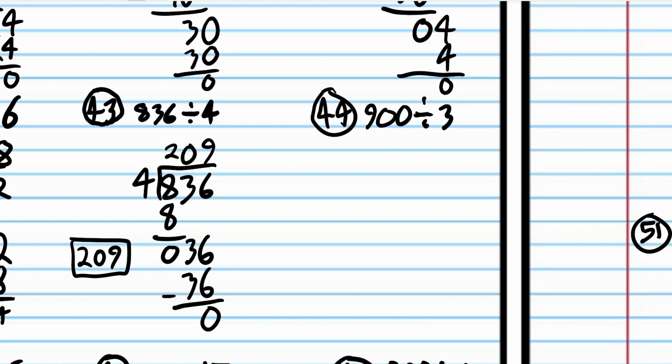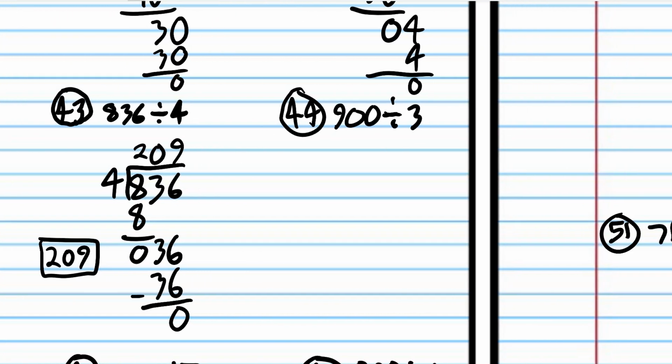All right, now 44 is going to be the same type of problem, but I think there's going to be two zeros. You'll see what happens. So before you go on to do these problems yourself, let's do one more of these. 900 divided by 3. 3 goes into 9 3 times, because 3 times 3 is 9. 9 minus 9 is 0. Now we're going to bring down the 0.